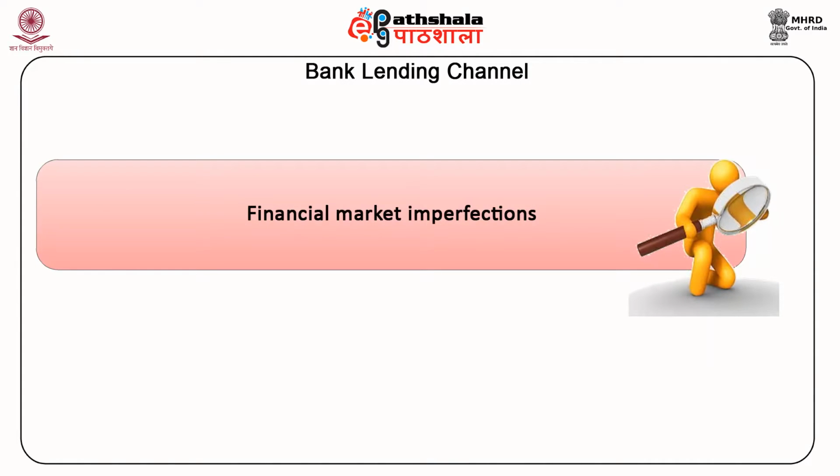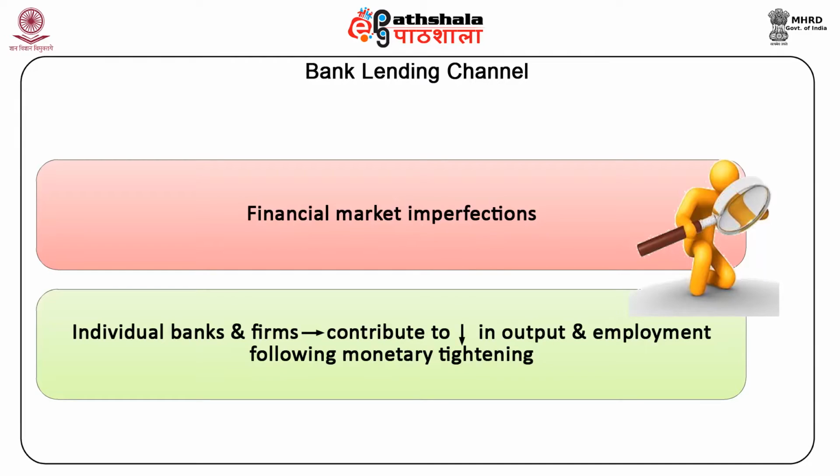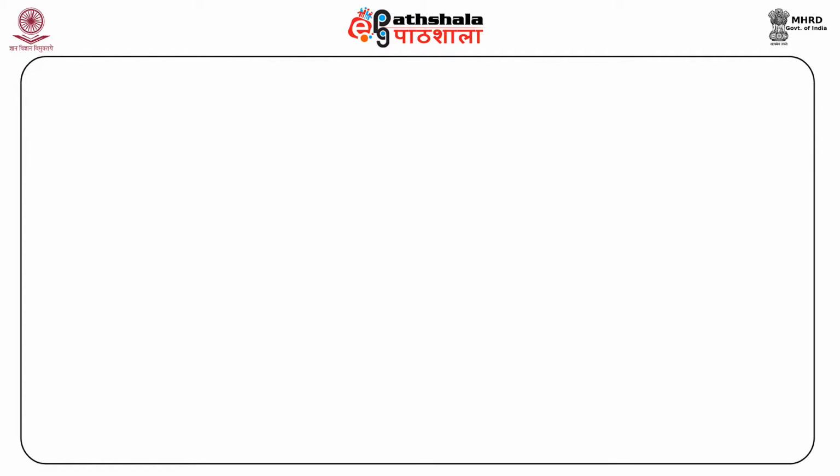Imperfections confronting individual banks and firms thereby contribute in the aggregate to the decline in output and employment that follows a monetary tightening. Next is the balance sheet channel.